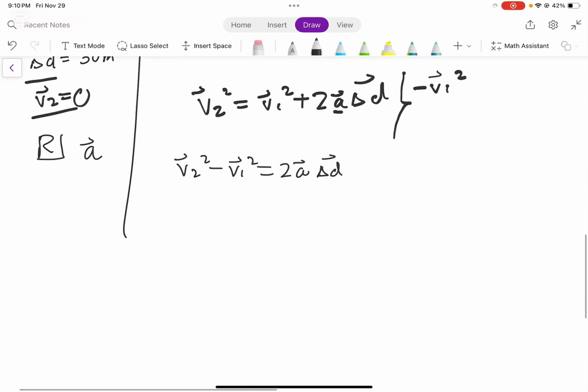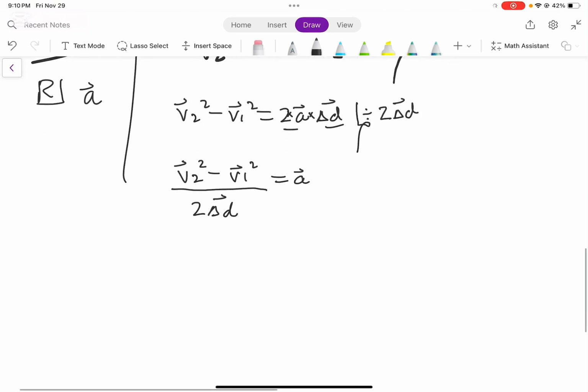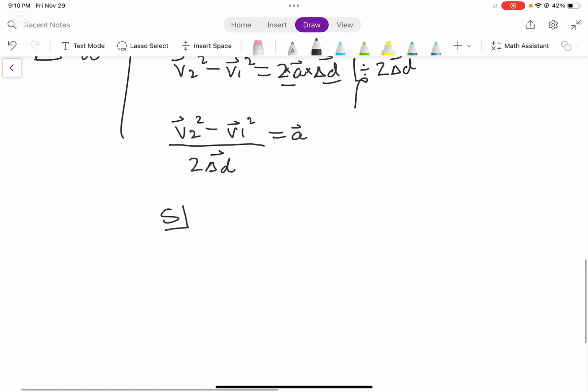So now we have V2 squared minus V1 squared is equal to 2A delta D. The next thing we want to do here is get rid of this delta D and this 2. Well, how are this delta D and 2 connected to this A? Well, they're both being multiplied by A, right? And the opposite of multiplication is division. So we're just going to divide by 2 delta D. And that'll leave us with V2 squared minus V1 squared over 2 delta D is equal to acceleration. Now, from here, we have everything we needed, so we can just go straight into our solution.